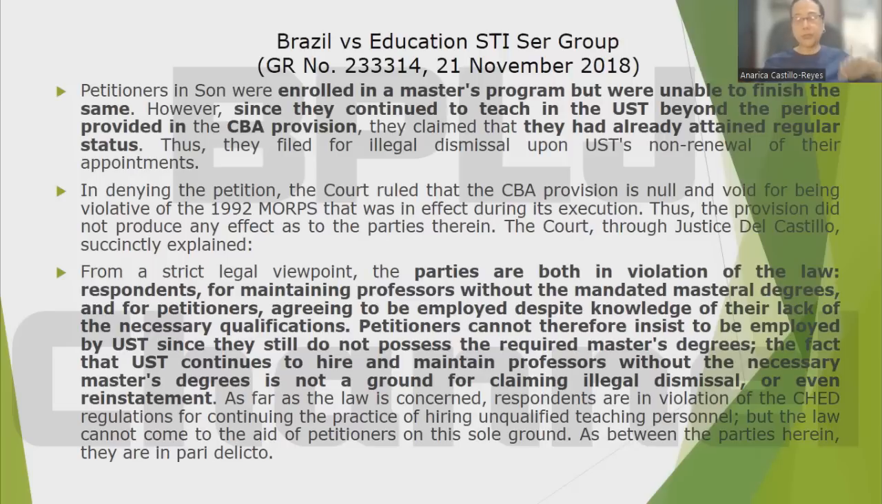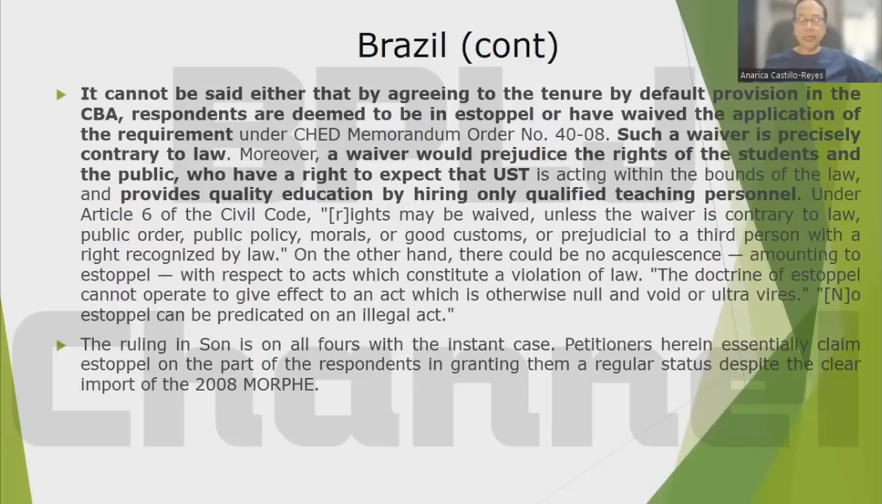So the Supreme Court, speaking in the language of the High Court, said the parties are both in violation of the law. Respondents for maintaining professors without the mandated masteral degrees, and petitioners for agreeing to be employed despite knowledge of their lack of qualifications. Petitioners cannot insist to be employed by UST since they still do not possess the required master's degree. The fact that UST continues to hire and maintain professors without the necessary master's degrees is not a ground for claiming illegal dismissal.